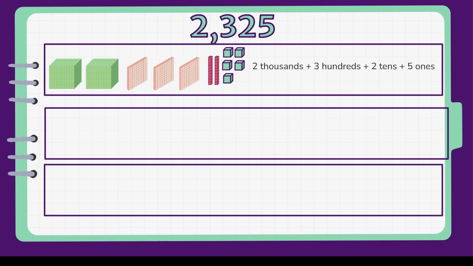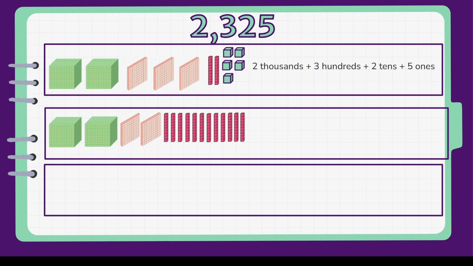Let's see how we can decompose it in another way. We have the two cubes. This time I'm going to use only two flats and decompose one flat into rods. So now I have 12 rods and 5 units, which leaves me with 2,000 plus 200 plus 12 tens plus 5 ones. I decomposed my 100 into 10 tens, so now I have 12 tens.